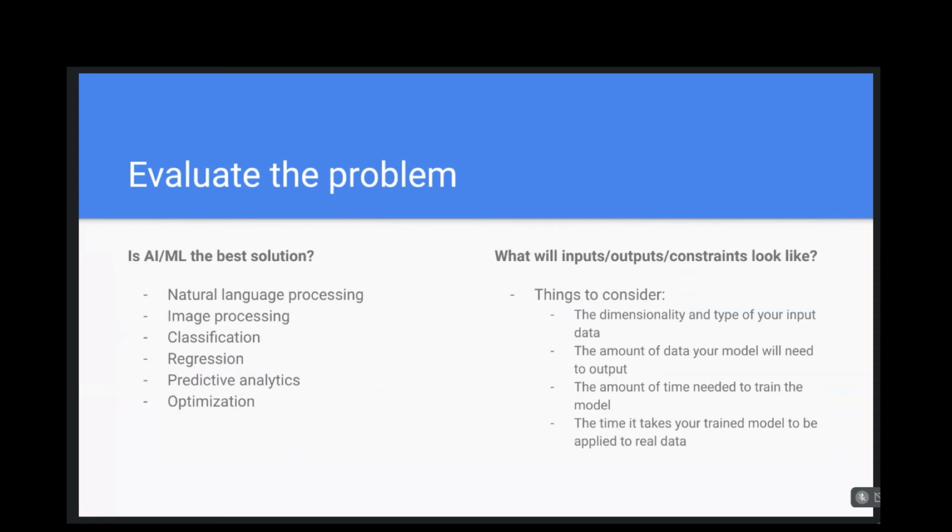And so the first step is to evaluate the problem. This isn't specific just to AI and machine learning. This is something you should do anytime you're trying to solve any problem. But in particular for AI and machine learning, you want to determine if it's the best solution.